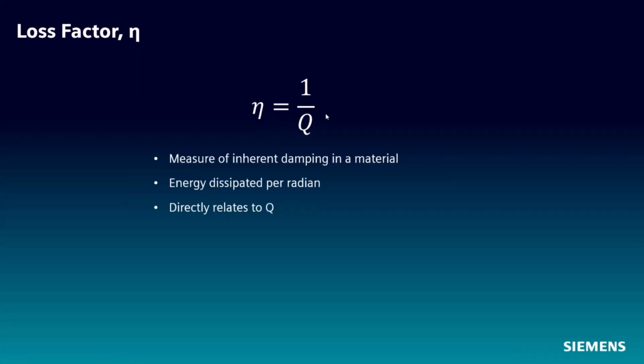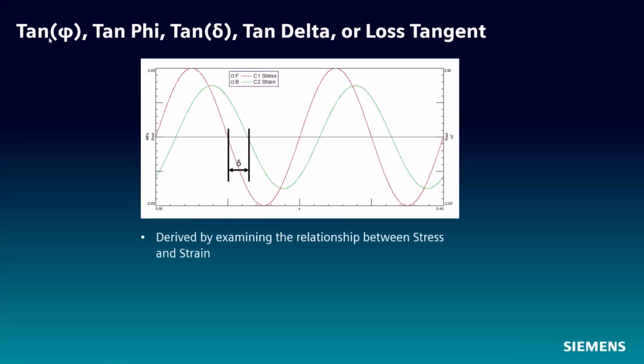So it's just a different way of looking at Q, right? So if the Q factor is higher, that means lower damping. Eta has a direct relationship with the Q factor. It's derived in the same way, but it has a more direct relationship with damping, right? So if eta is higher, you have more damping. If eta is lower, you have less damping, as opposed to the Q factor, which has the inverse relationship.